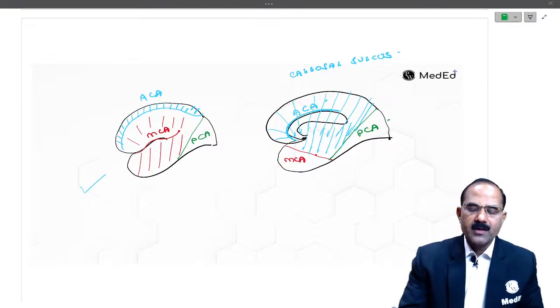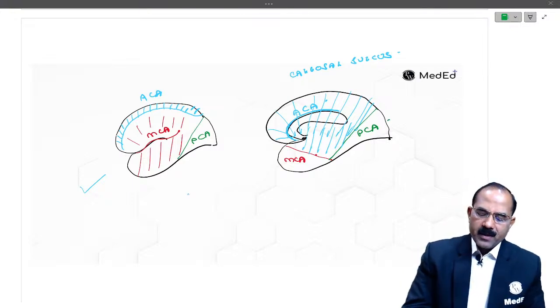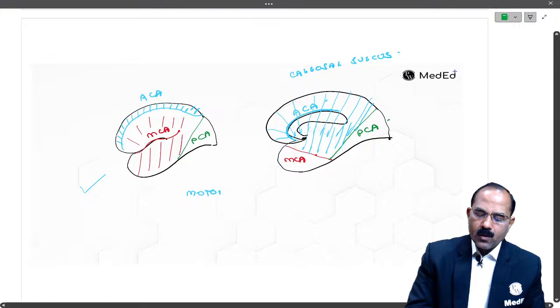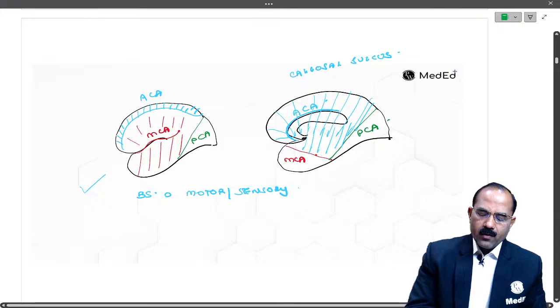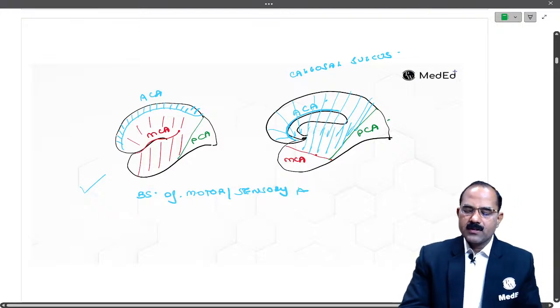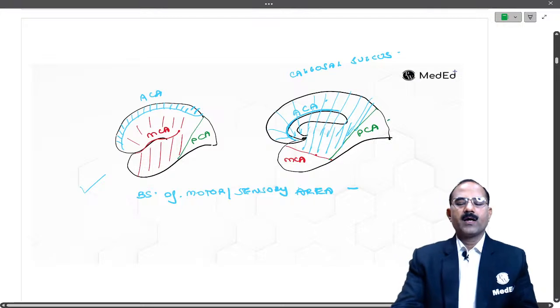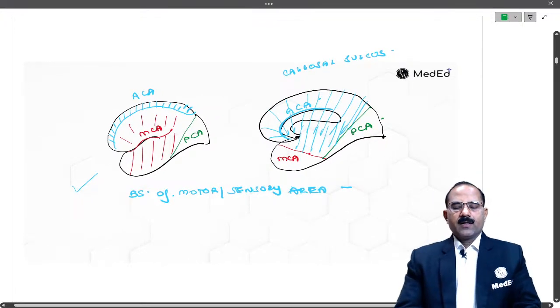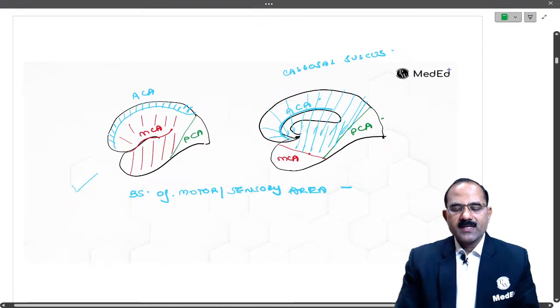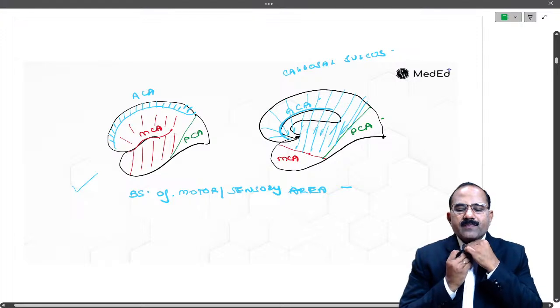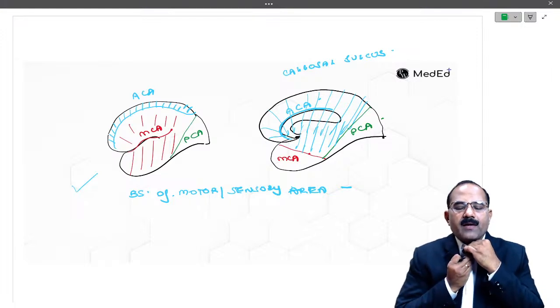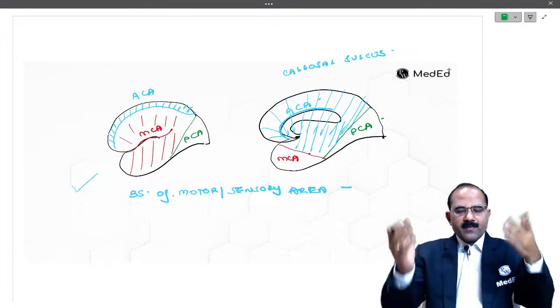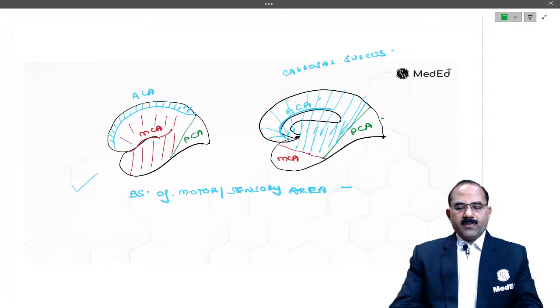Now tell me, if an MCQ comes, blood supply of the motor or sensory area. Can anyone answer this MCQ? Blood supply of the motor or sensory area. What do you say? Middle cerebral artery. Yes. Anyone else? What would the answer be?